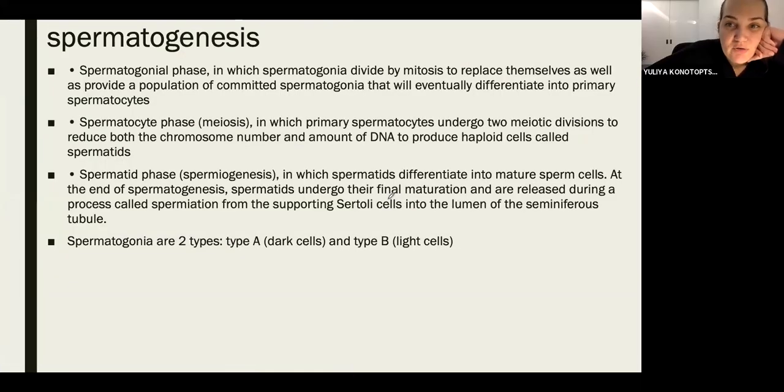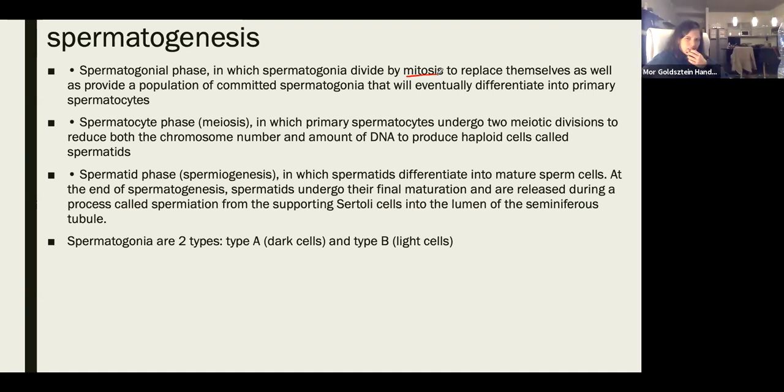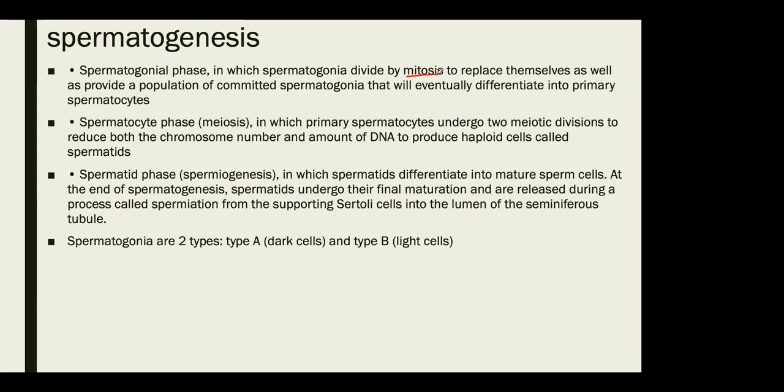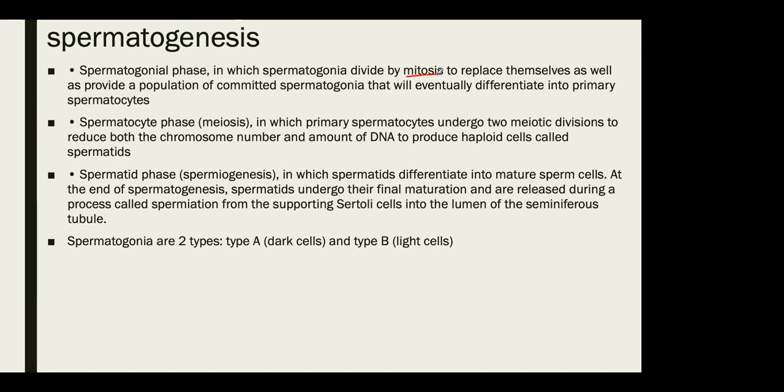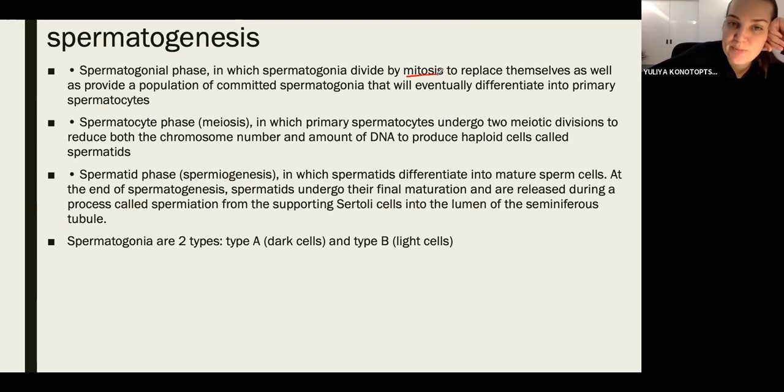Okay, we talked about this. Remember, which cell divides through mitosis to become something? Primary type B spermatogonia divide through mitosis to become primary spermatocytes. Primary spermatocyte becomes secondary spermatocyte through meiosis 1. And secondary spermatocyte becomes spermatid through meiosis 2.